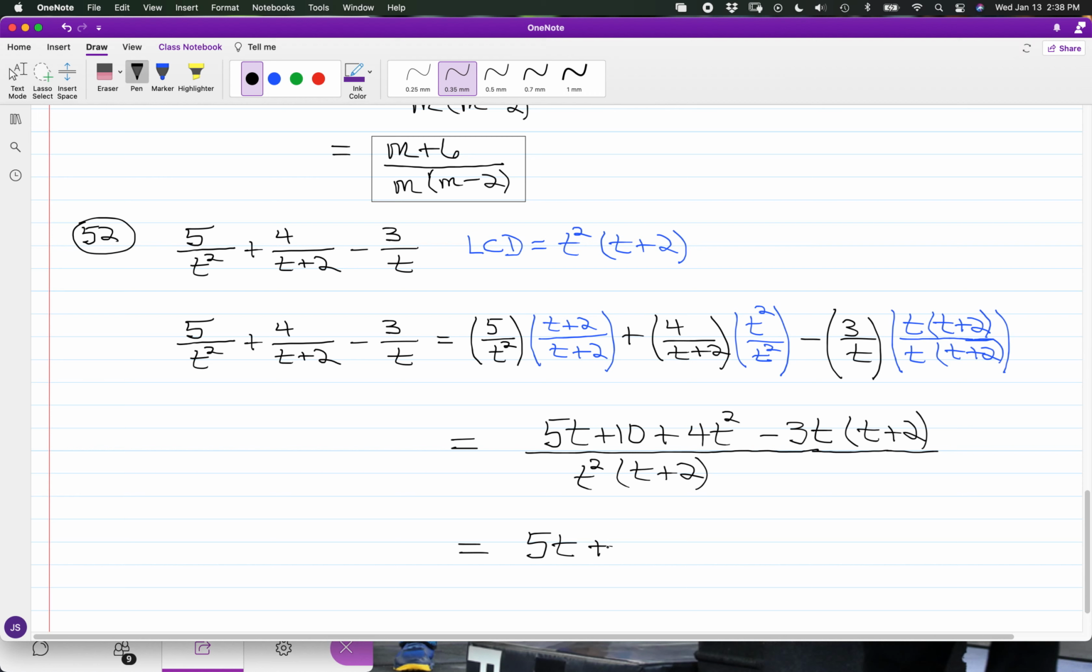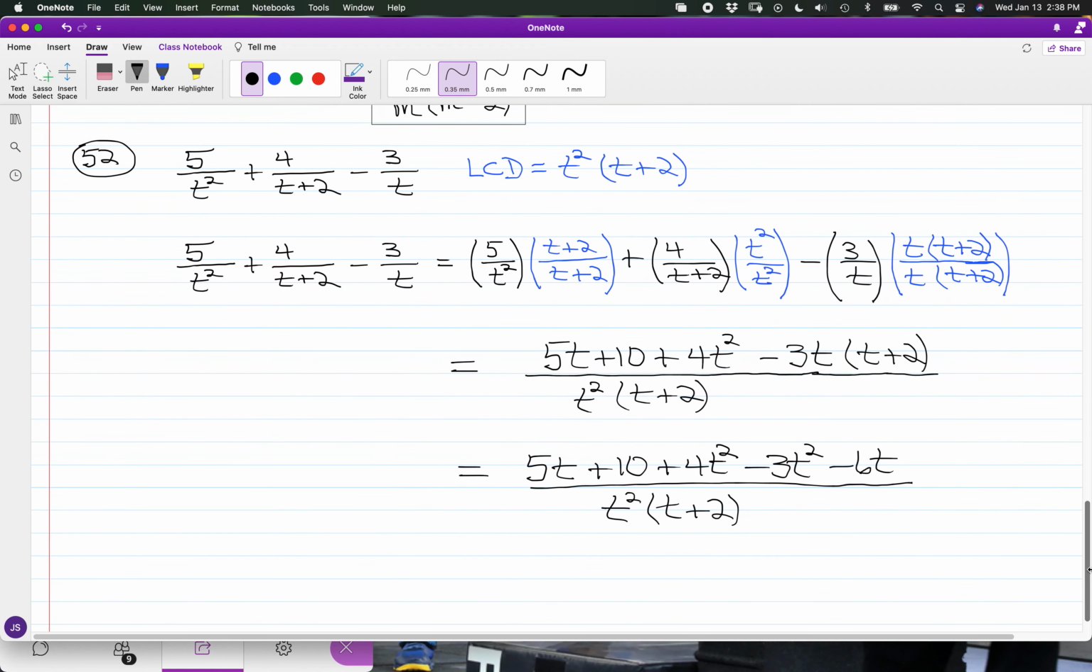Okay, so you have 5t plus 10 plus 4t squared, and negative 3t times t is negative 3t squared. You have minus 6t. We have all over t squared times the quantity of t plus 2. And now you can put the terms in the numerator and arrange them as you may like, but I'm just going to put these in decreasing degree order.